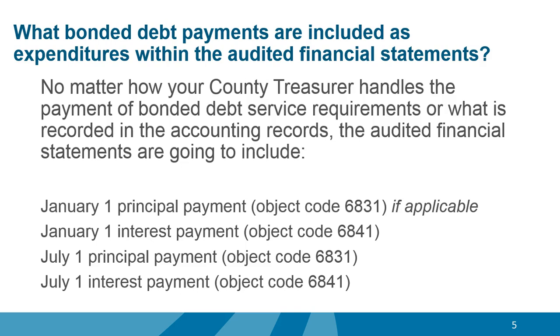No matter when the county treasurer or you as a district record your bonded debt payments, the audited financial statements are always going to include as actual expenditures the January 1st principal and interest payments and the July principal and interest payments, reflecting the day after fiscal year end June 30. This is because the resources used to make these payments are accumulated within a single fiscal year. Please note that rarely do school districts make principal payments in January. They usually only occur once a year in July.